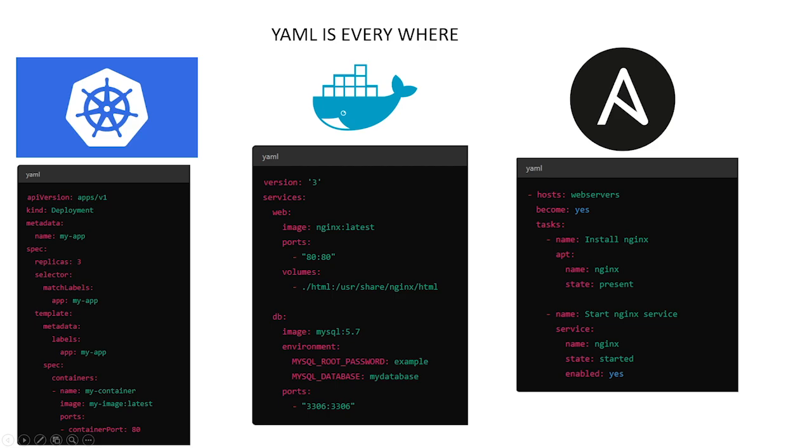In Java applications, we have used YAML for our configuration files. Let's suppose application.yaml we have used. Okay, so YAML is used everywhere.